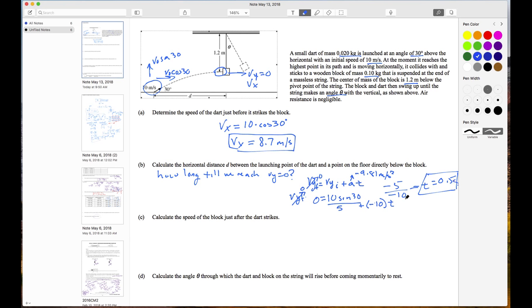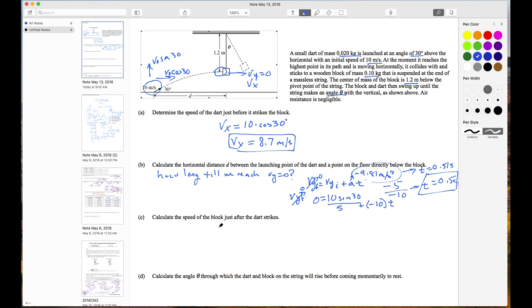If we use 9.81, we get t equals 0.51 seconds. We decelerate a little slower, so it takes us a little longer to reach the apex. So given that we know our final speed to be 0 at this point, we plug in our initial values and the acceleration due to gravity, and we find the time that it takes to reach the apex.